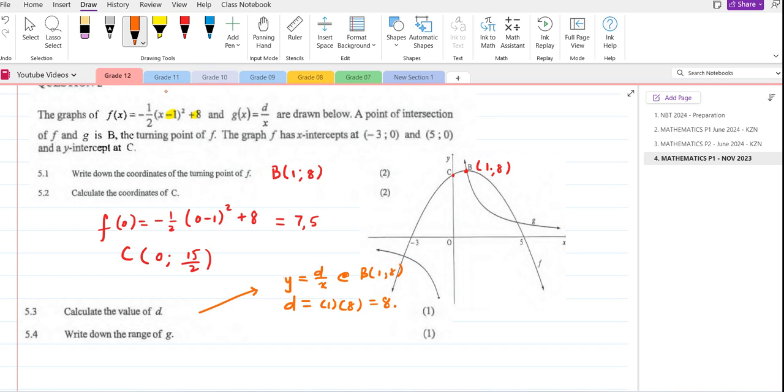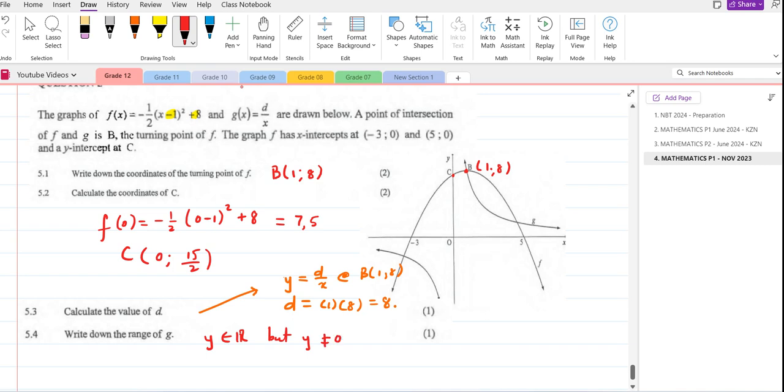Write down the range of g. What's the range of g? The g graph is the hyperbola, and the range is y is an element of real numbers, but y is not equal to 0, because remember it can't be equal to the x-axis. So y is an element of real numbers, but y is not equal to 0.